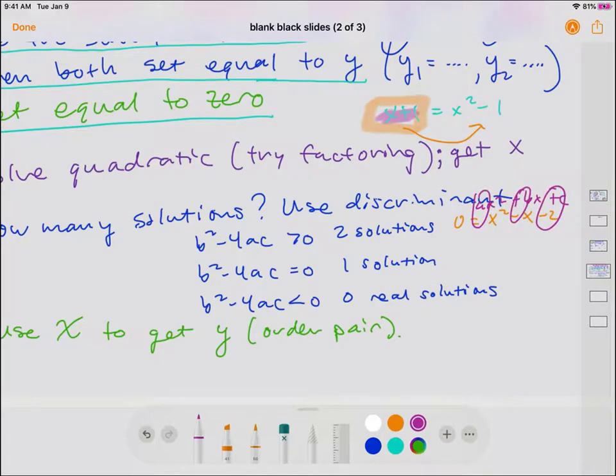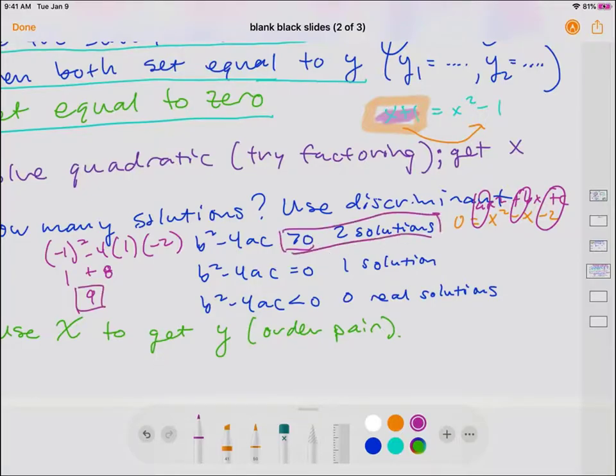So if you put that in, you're going to have negative 1 squared minus 4 times a, which is 1, and c, which is negative 2. So in our example here, you would get 1, negative 4 times 1 is negative 4, negative 4 times negative 2 is positive 8. So then our answer is 9. Now, you'll recognize that 9 is greater than 0, so you get 2 solutions in ours.